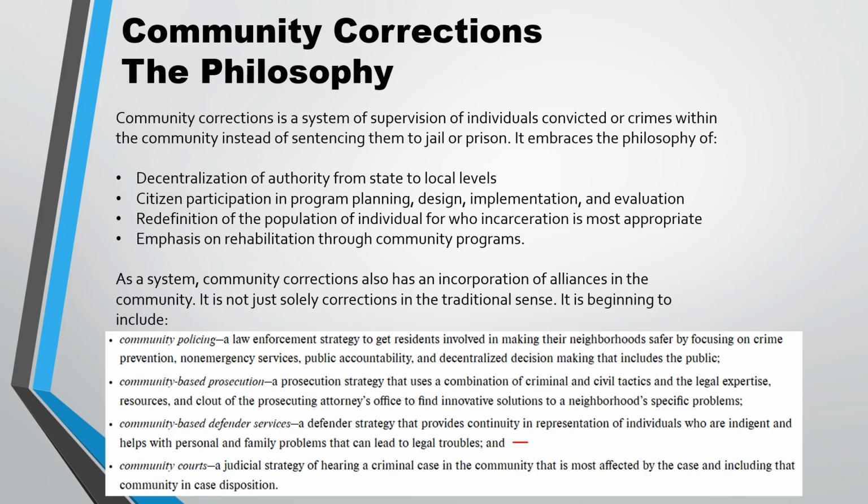For example, if you have a husband and wife who have had law enforcement called to their home because there's fighting, this may help them get into some kind of counseling so that it can avoid legal problems in the future. And then community courts, a judicial strategy of hearing a criminal case in the community that is most affected by the case and including that community in case disposition.